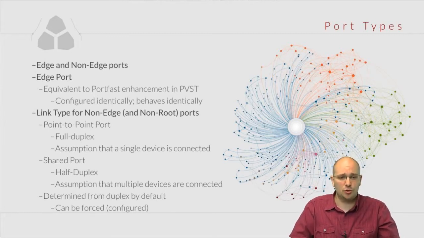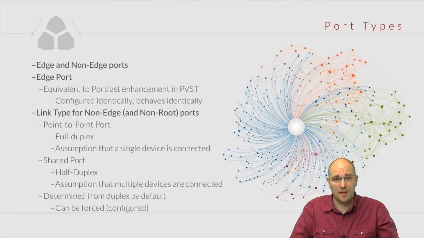This separation into point-to-point or shared ports is determined by default based on the duplex setting on the port. If the port is operating in full duplex, we are going to assume that this is a point-to-point port. If the port is operating in half duplex, we are going to assume that this is a shared port. This, of course, can be forced, changed, and configured, and the command for that is, on an interface, spanning-tree link-type, and then we can specify either point-to-point or shared.